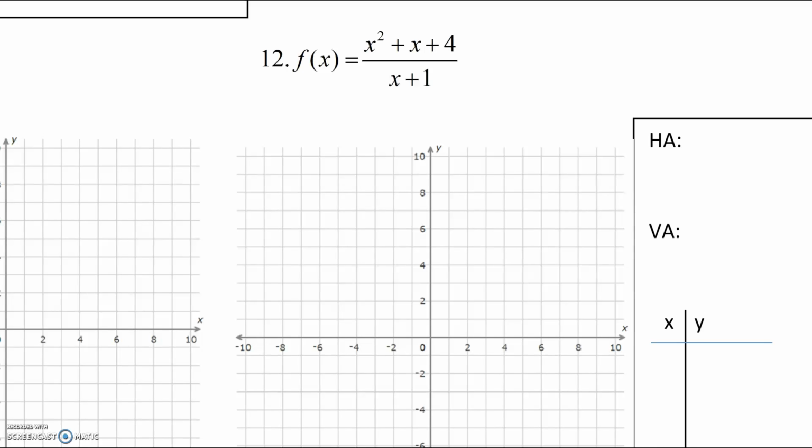This is a slant asymptote one, which means that we are going to do some long division. So remember, your denominator is always going to give you your vertical asymptote. This is x equals negative 1. And I knew it was a slant asymptote instead of a horizontal asymptote because the top power is bigger than the bottom power. So my x squared is bigger than my x. So that means I'm going to do my long division over here to the side.